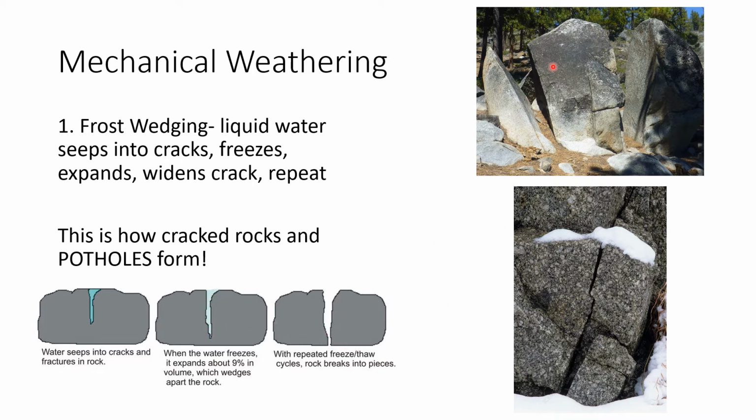So this is how we have big cracked boulders like in these two pictures here, and then also in Montana this is how potholes form in the road. Water getting in during the day, freezing, breaking off chunks of asphalt, and then repeating that cycle over and over.